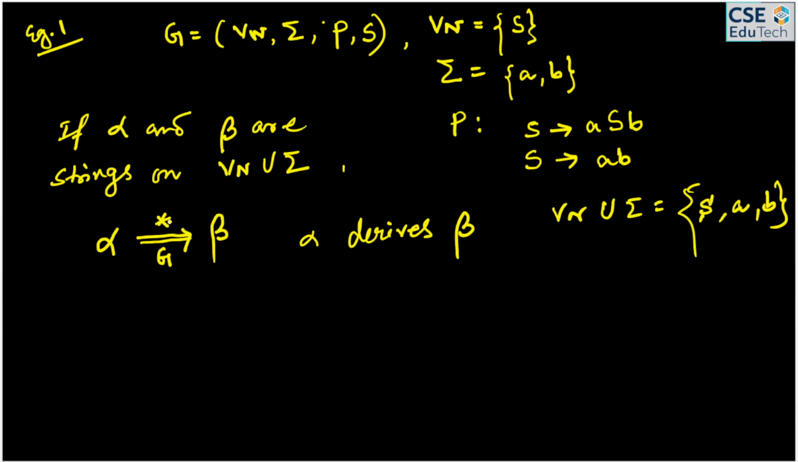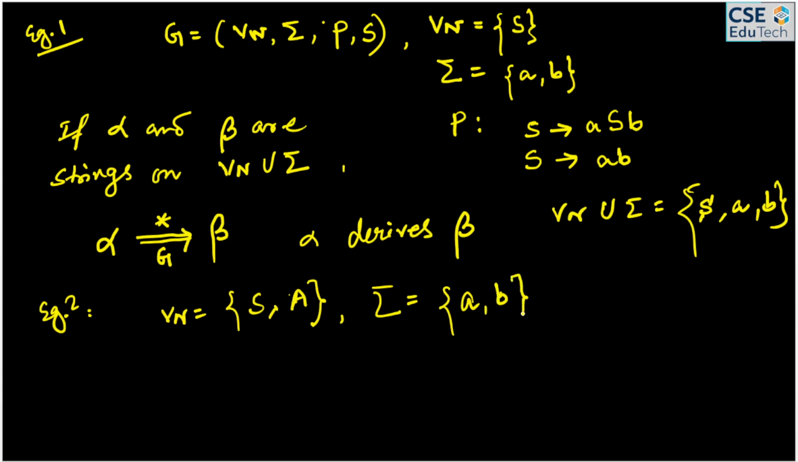Clear? So this is basically the meaning. Now we give another example. Suppose we are given V, the set of non-terminals, with two non-terminal symbols S and A. Sigma is given as {a, b}, and the production rules P are given like that, or you can also write in that form.